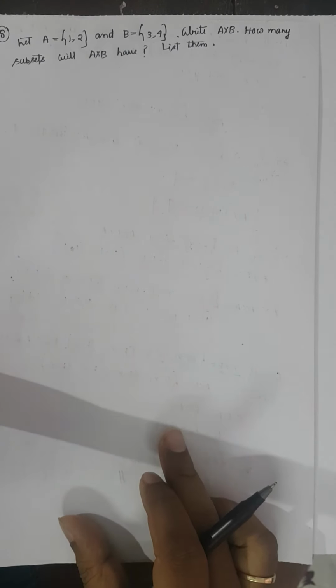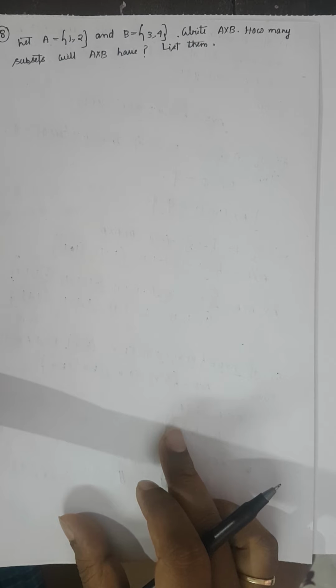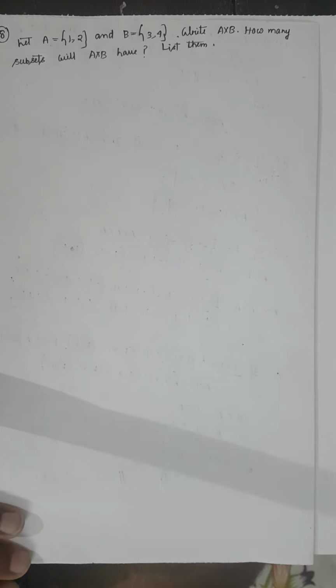Number 7, I have skipped the question. It is very simple. You are given four sets A, B, C, and D. You are asked to verify A cross (B intersection C) is equal to (A cross B) intersection (A cross C). Simply, you find B intersection C and find the cross product A cross (B intersection C), and then you find A cross B and A cross C and find the intersection. And number 2 will be A cross C subset of B cross D. It is very simple. Find A cross C and B cross D, and show that A cross C is a subset of B cross D.